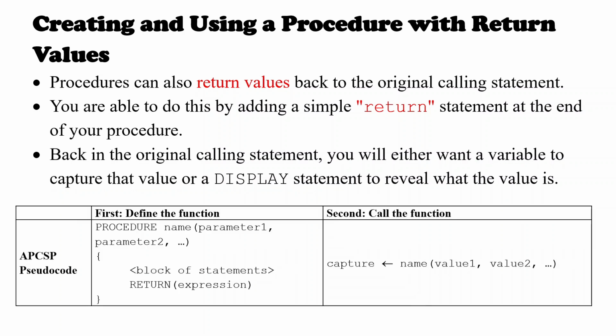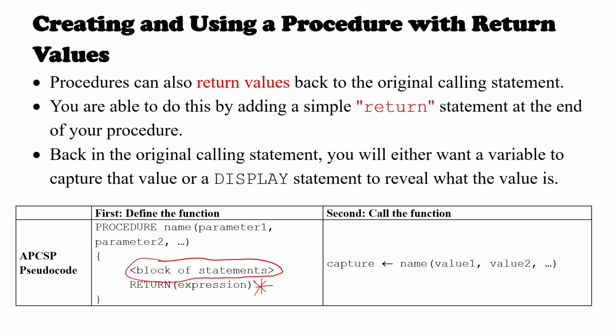So here's what this looks like. Again, it's all about defining the function, calling the function. So it may or may not have parameters. In this pseudocode example, it has parameters, but you're going to have some sort of block of statements, and then you're going to have a return expression. And this expression might be a value like an integer, a decimal. It could be a Boolean. It could be a string of some type.